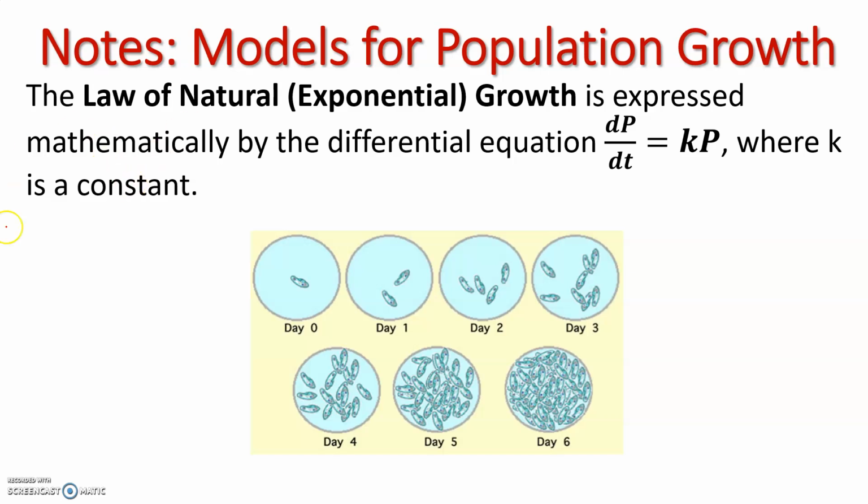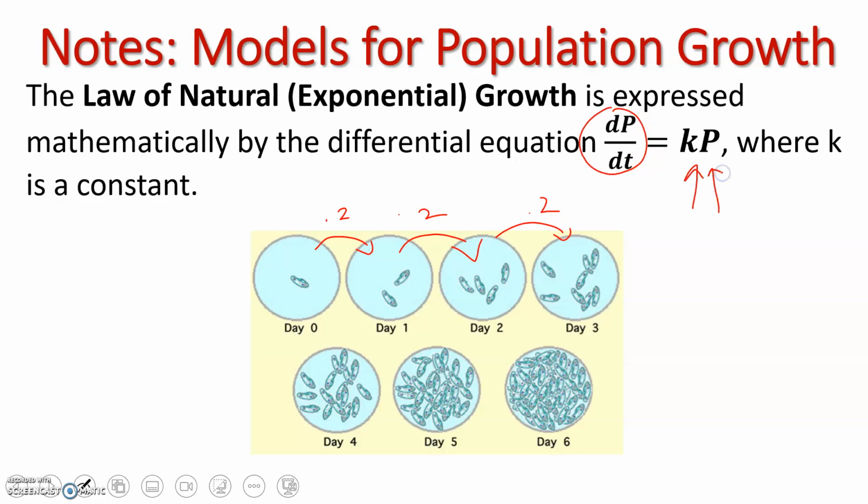Note, for example, in bacterial growth, that there is this constant that shows that growth. In this case, this is times 2 because the population is doubling each day. So we say the rate of change of the population with respect to time is some constant times the initial population.